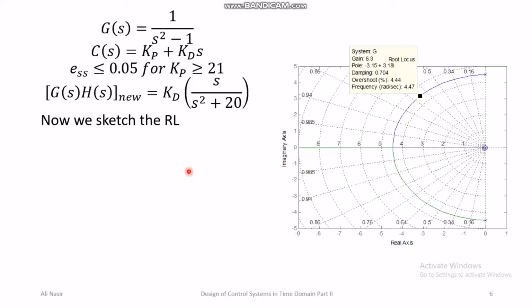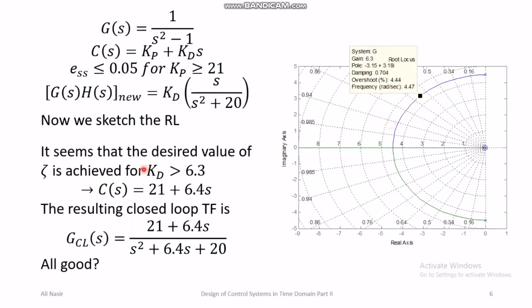So this is the root locus, and based on it, you can see that here I have a data tip which says that at gain 6.3 my poles are at minus 3.15 plus 3.18 j, where the damping ratio is almost the same as what I need. I need zeta to be 0.707, which is fairly close to 0.704. I also needed the steady state error less than 0.05. That has been taken care of with the help of kp, and now I have also taken care of the zeta.